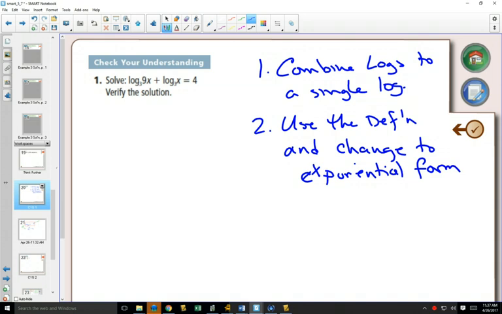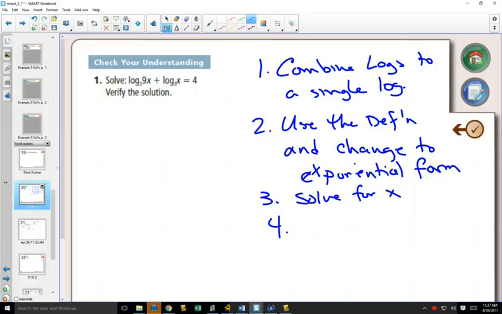Beautiful. And then it will be easy. It will turn into an equation that you can use your previous math skills to solve for x. So we're going to combine our logs to a single log. We're going to use the definition to change it to exponential form. It will then be easy to solve for x.